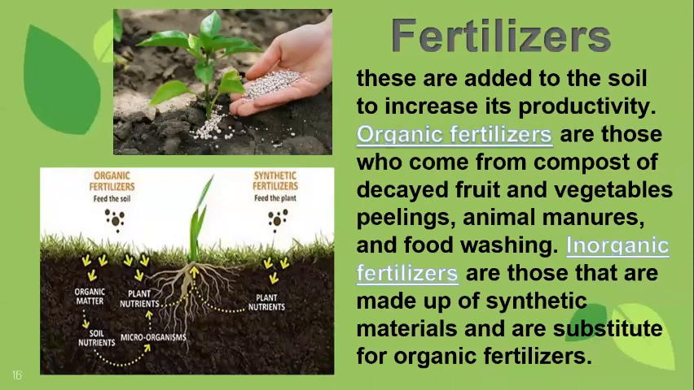So organic fertilizers are those that come from compost of decayed fruits and vegetable fillings, animal manures, and food washing. Inorganic fertilizers are those that are made up of synthetic materials and are a substitute for organic fertilizers.